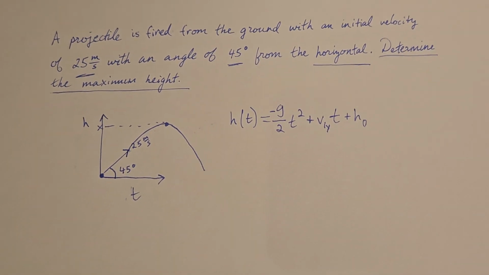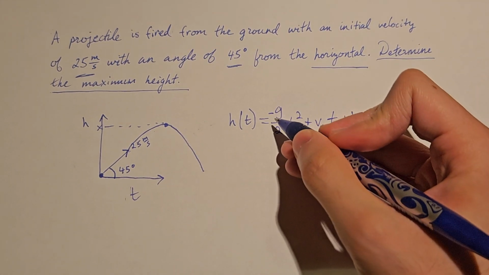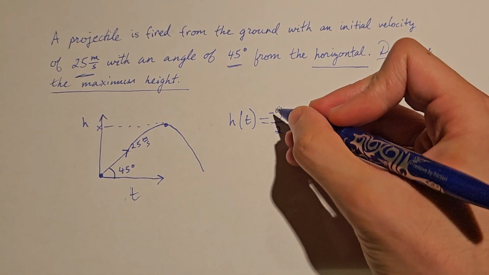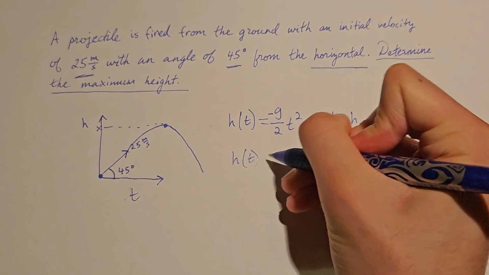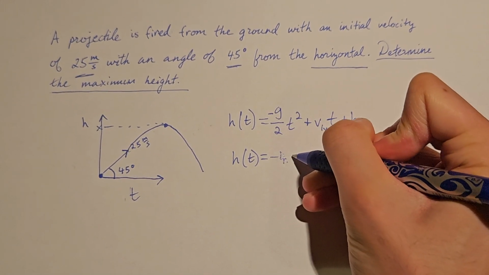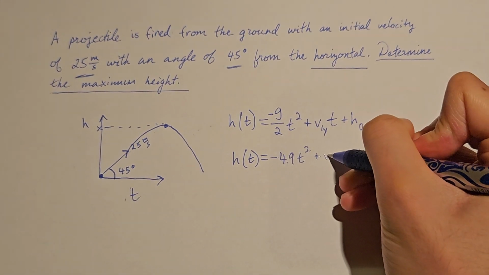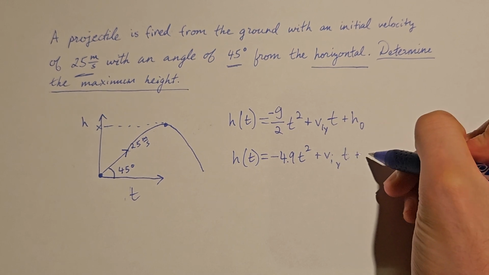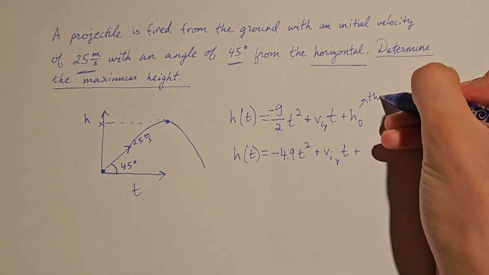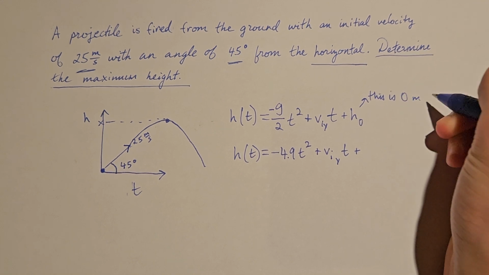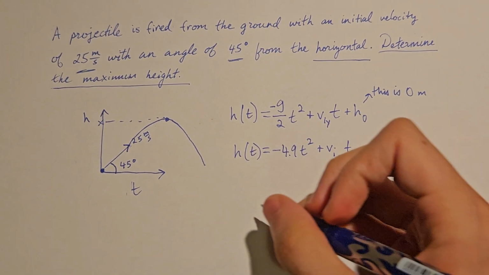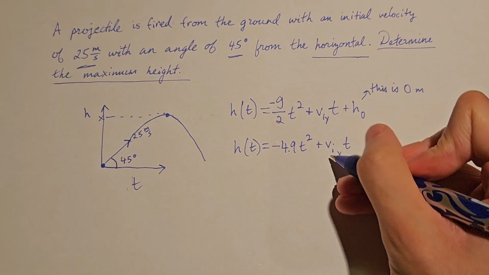If we simplify this right off the bat, we know g is 9.8, and we're considering the positive y direction to be upward, so we put the minus sign there. So h of t is equal to minus 9.8 over 2, that would be minus 4.9 t squared, plus v_iy times t. In this case, h naught is 0 meters, so we don't need to write that. We're close to defining the function, but we need one more thing, which is v_iy.